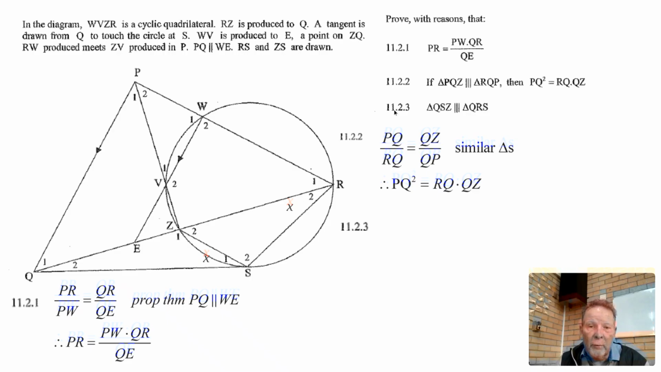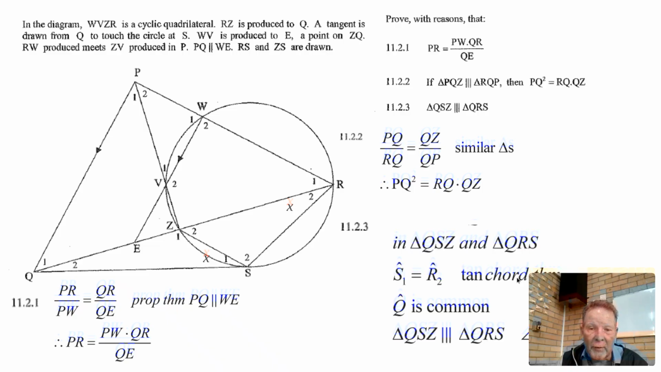Then it says prove that the triangle QSZ is similar to QRS. Well, go from Q to S to Z. This little triangle is similar to the big triangle Q to R to S. We've got S1 equals R2 because of the tan chord theorem. So in those two triangles, that's the tan chord theorem. They share Q2. It's common. I should have said Q2 is common.